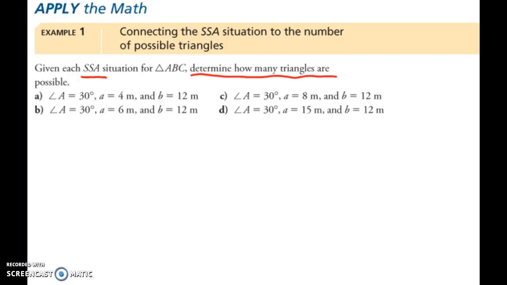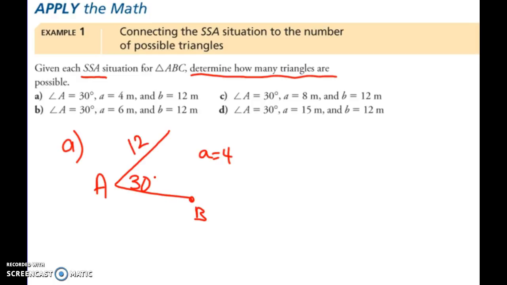information. Okay, so looking at example A here, we have an angle A of 30 degrees, the side a, so the opposite side, is 4, and the side length b is 12. So if I started to draw a triangle, here's my angle A, 30 degrees, the side opposite. I'm not going to write it in right now, I'm just going to put it here. So we know it's the side opposite. And then we'll put b here, so the side length b is 12 here.